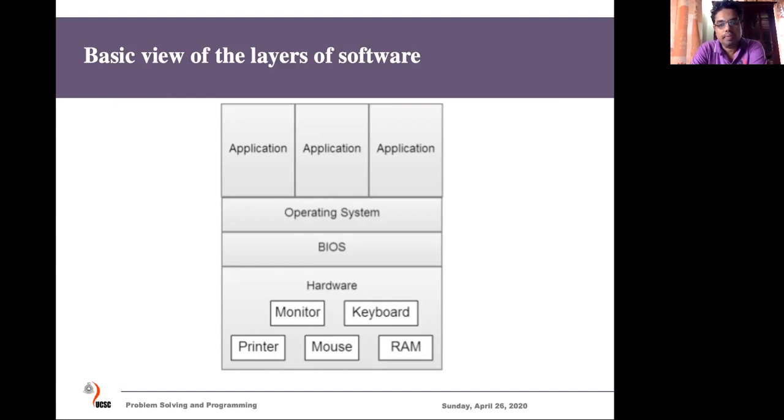On top of the operating systems, we can run our applications. Multiple applications can run parallelly as well as concurrently. Those applications talk to the operating system. The operating system talks to the BIOS and finally the hardware to serve our tasks.